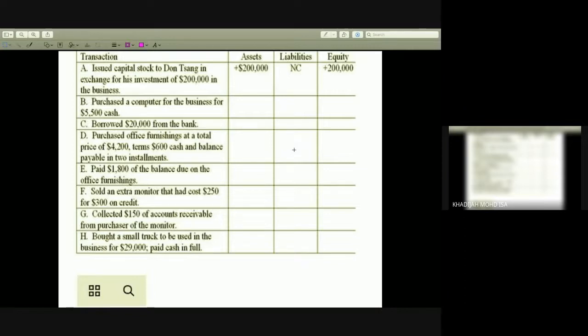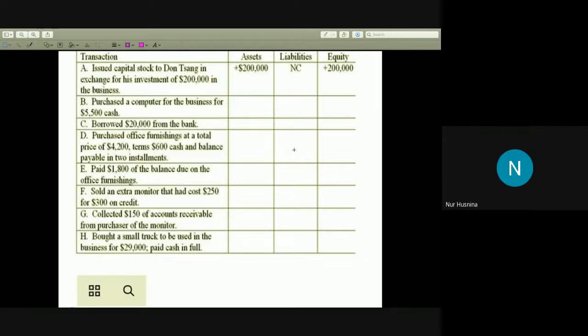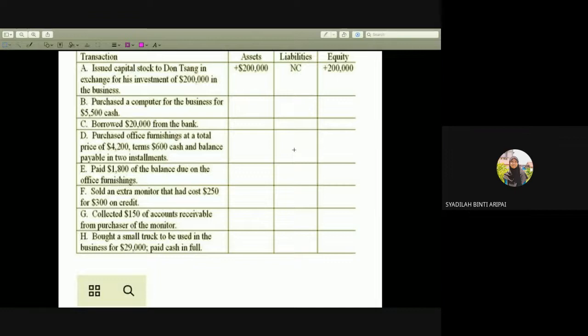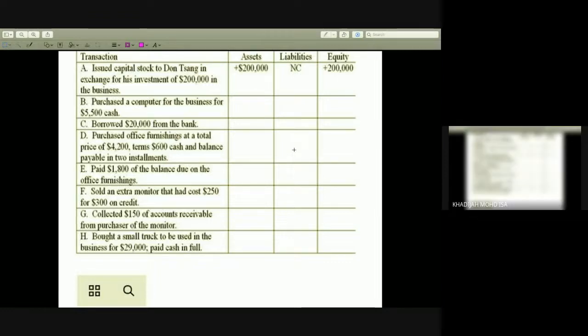And then you sold a monitor that cost you 250 for 300. So now you look, right? You purchased the monitor that cost you 250, but you sell for 300 on credit. So are you making a profit or loss? Profit. How much? 50. So that 50 increases your owner's equity. Whenever you have extra, in this case profit, you will have an increase in owner's equity.